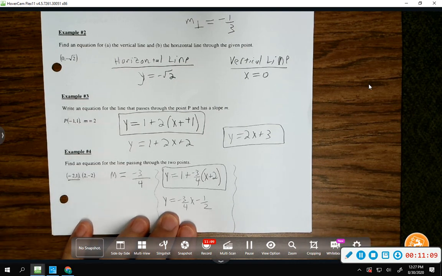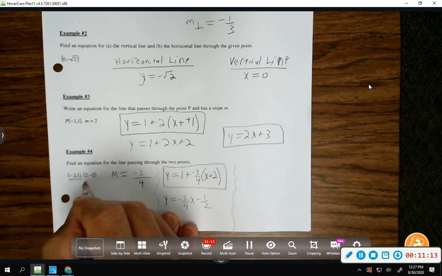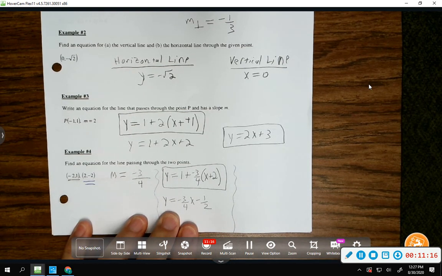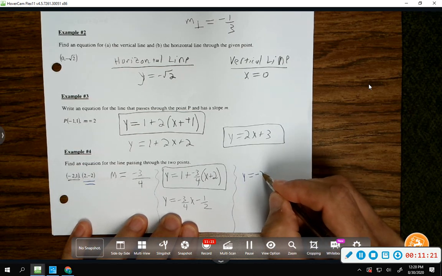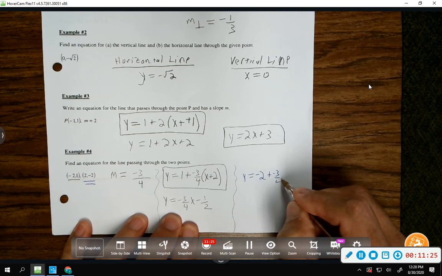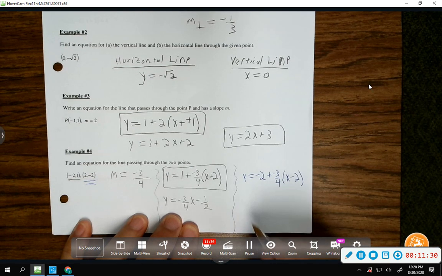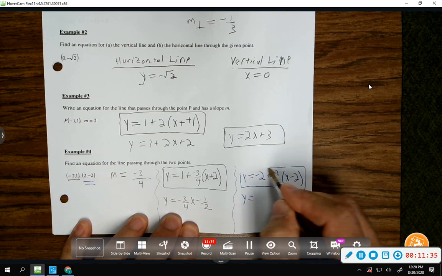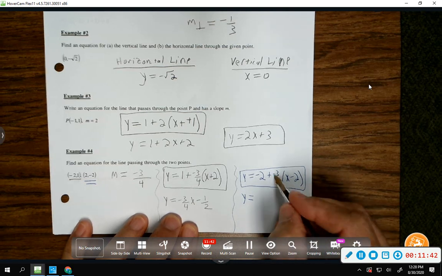Let's check, though. I'll do this one in pen for you. Using this point, we should get the same answer. Y equals the y coordinate, which is negative 2, plus the slope times x minus 2. This is good enough on the free response, and I'm going to emphasize that over and over because we're not going to do extra work that we don't have to do if it's a free response question.